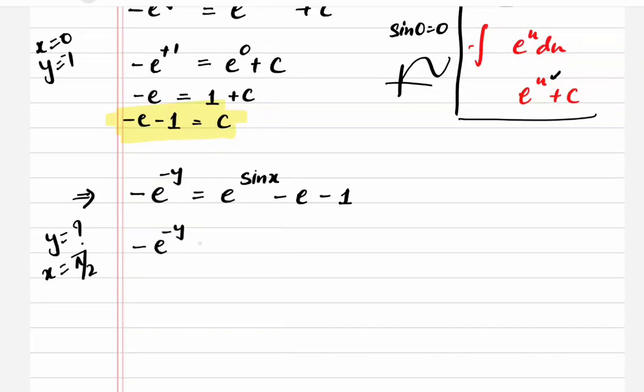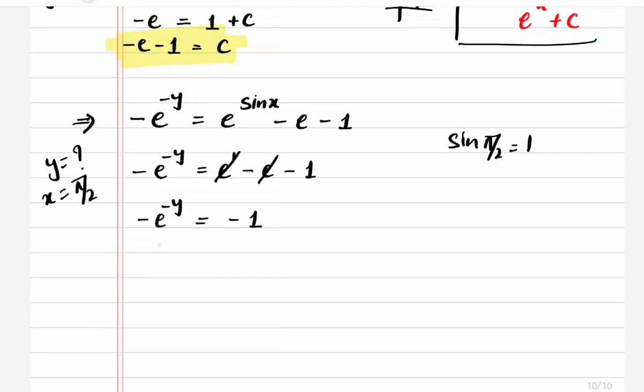Minus e to the power of minus y is equal to e to the power of sine pi over 2. At 90 degrees, we know that it's the highest point, so it's e to the power of 1 because sine pi over 2 is 1, minus e minus 1. Then e minus e is 0, that will cancel. Here you are left with minus e to the power of minus y is equal to minus 1. Minus and minus can cancel. I can make it 1 over e to the power y is equal to 1. So e to the power of y is 1.